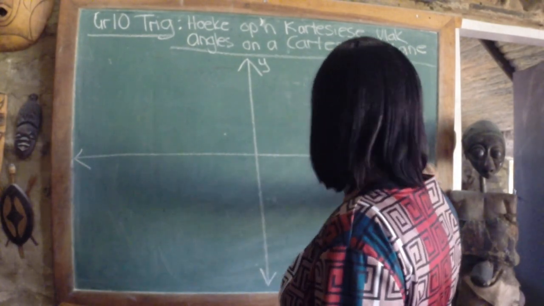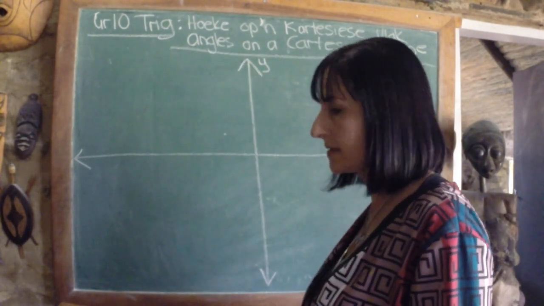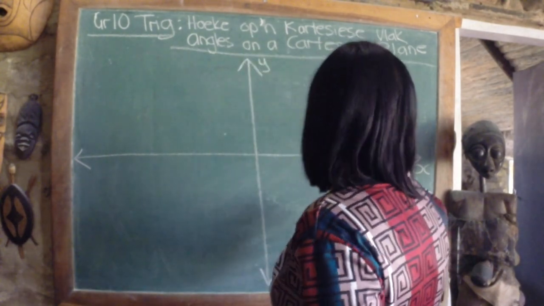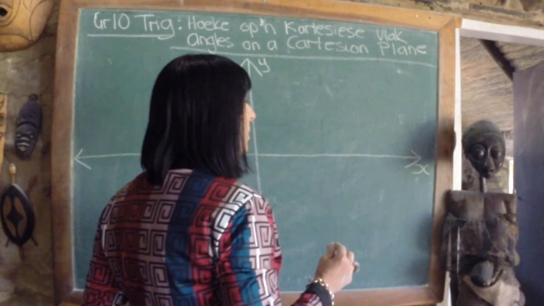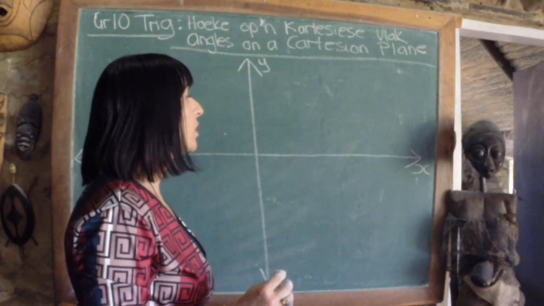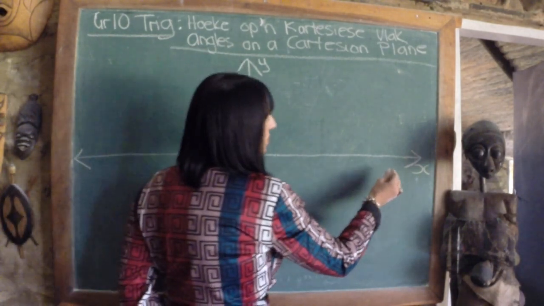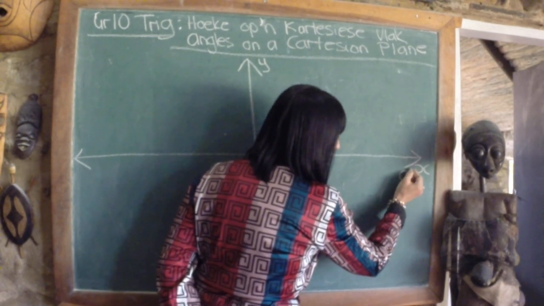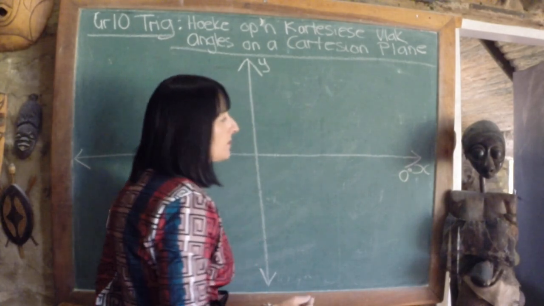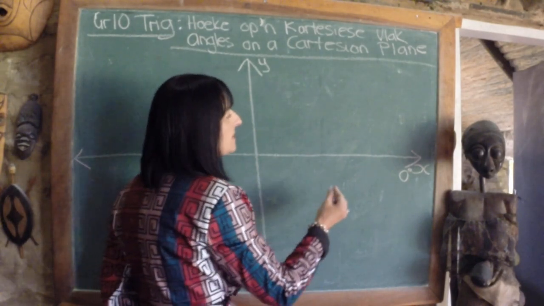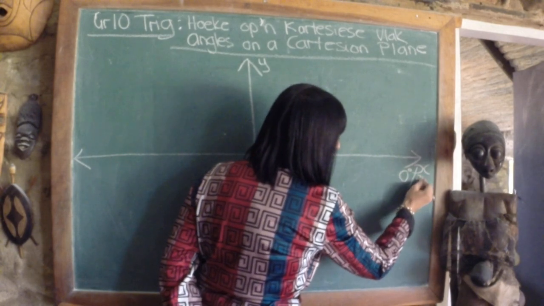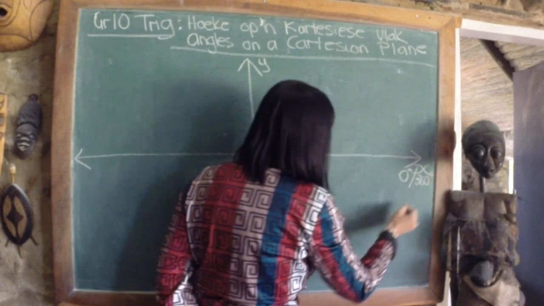We've got an x-axis and we've got a y-axis. So what's very important now is when we do trigonometry on a Cartesian plane, we work in degrees. So ons gaan nou hier begin met 0 grade. 0 degrees is exactly the same as 360 degrees. Julle sal nou sien op.